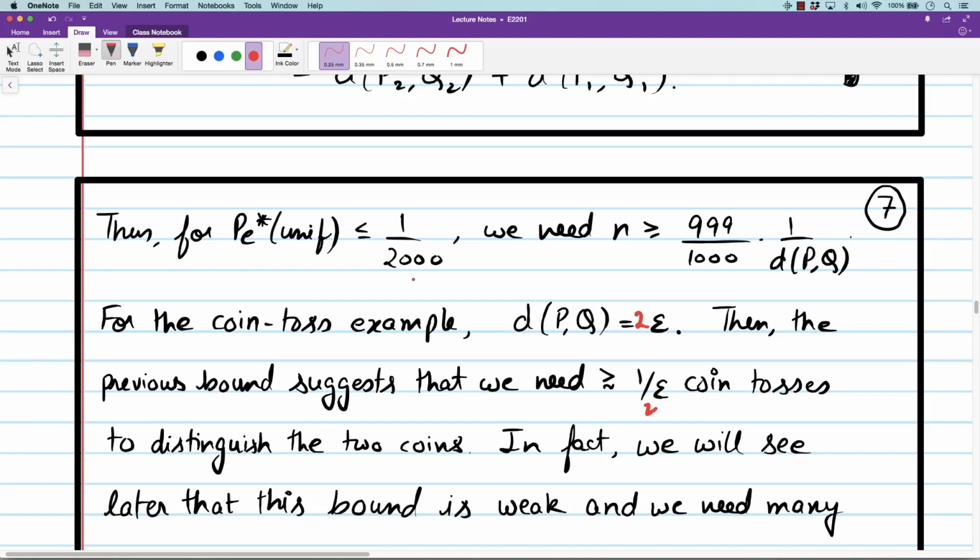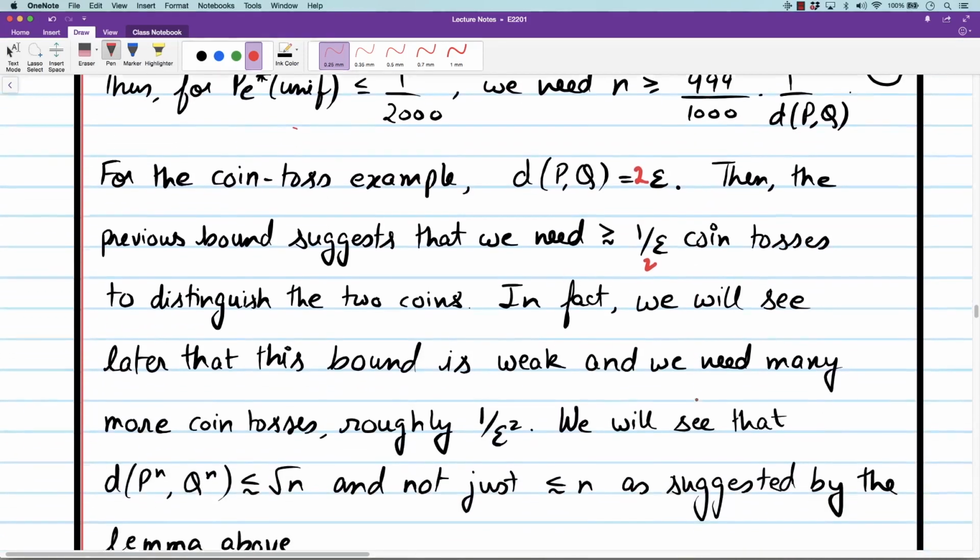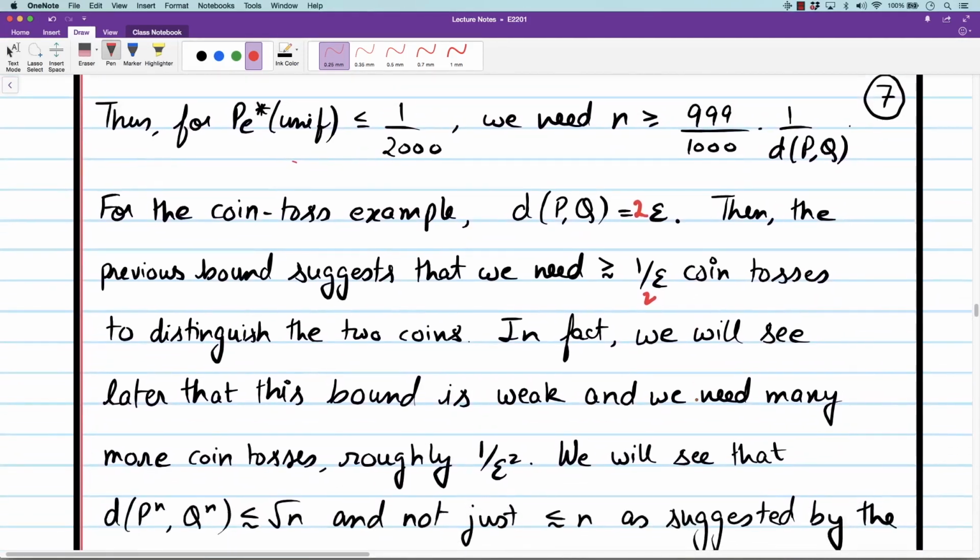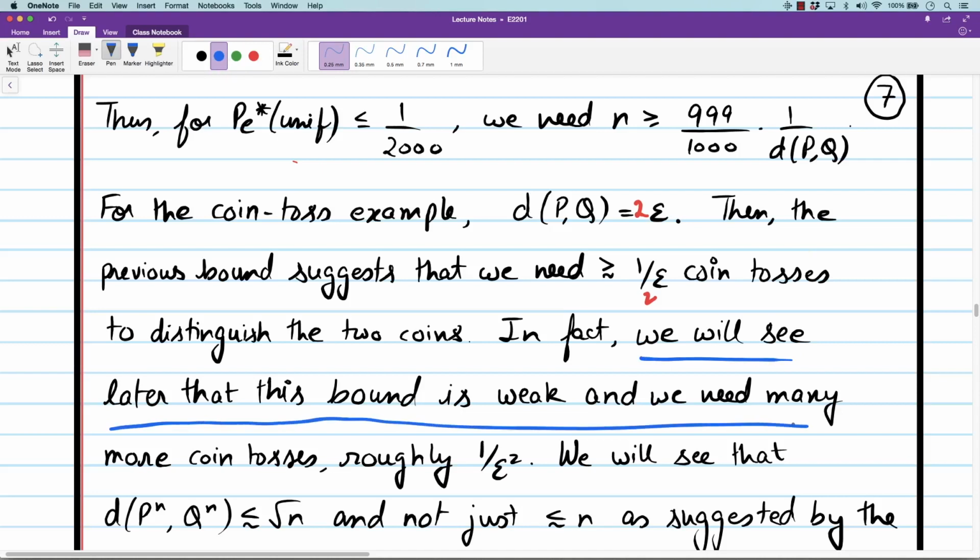So for the probability of error to become less than 1 by 2000, we want n to exceed this, where d of P Q is 2 epsilon, and therefore we need approximately 1 by epsilon coin tosses to distinguish the two coins. That's what this bound suggests. So how good is it? Actually, this bound is not very good. We'll see later that this bound is too weak, and we'll need many more coin tosses. In fact, roughly we'll need 1 by epsilon square coin tosses, not 1 by epsilon as suggested by this bound.